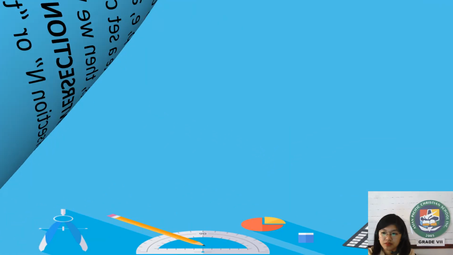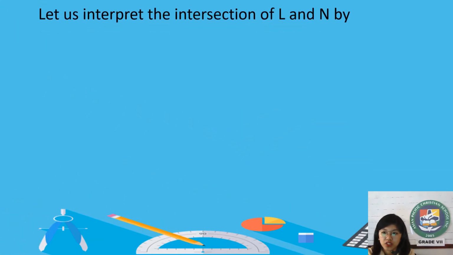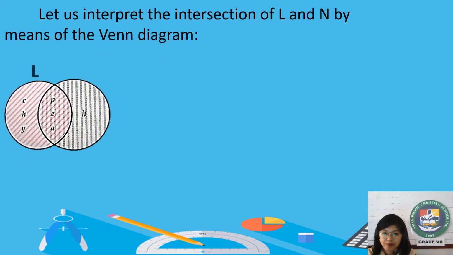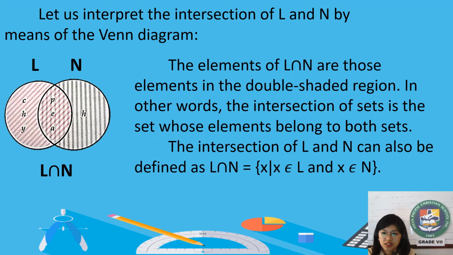Next, let us interpret the intersection of L and N by means of the Venn diagram. We have two circles for L and N, and then the intersection of L and N. Notice that the elements of L intersection N are those elements in the double shaded region. What I said earlier, P, E, and A, are what we put in the middle, because those are the elements that both sets have.